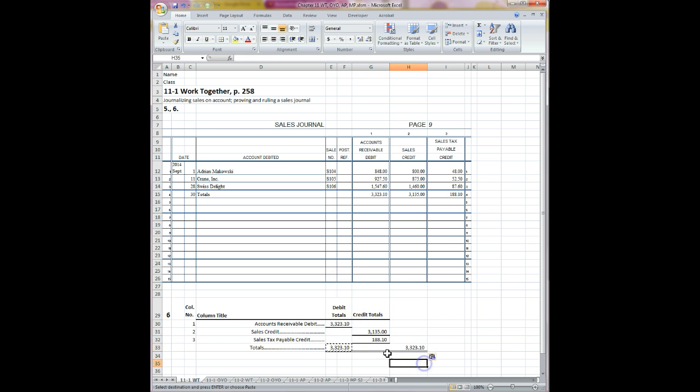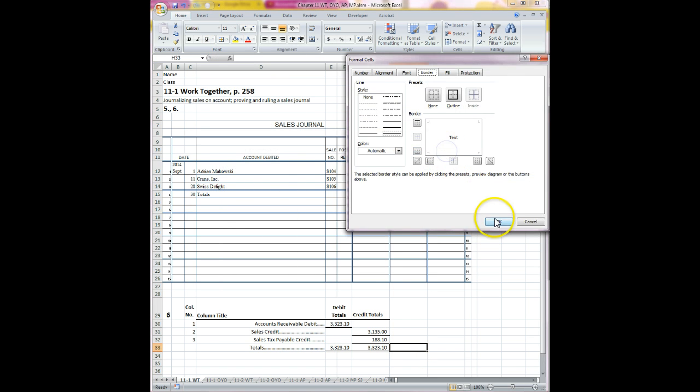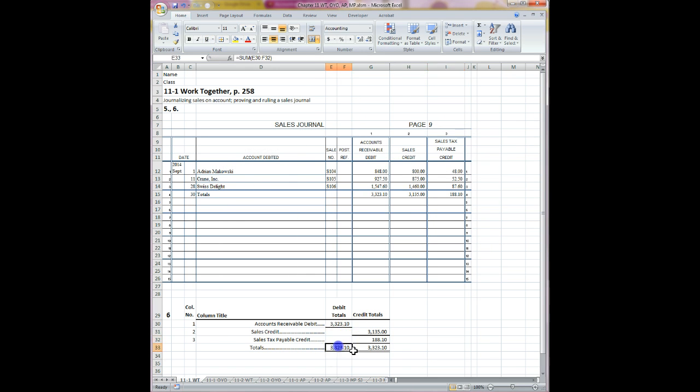We're going to copy it and paste it. And for some reason I have a merge on that I shouldn't. So we're going to get rid of that. No, we didn't get rid of it. Okay, got rid of the merge, and I'm going to get rid of these ugly lines that don't need to be there. I'm going to come over here, go to more borders, and get rid of them. So if we look at these two, it shows us that they equal, right, $3,323.10, $3,323.10.